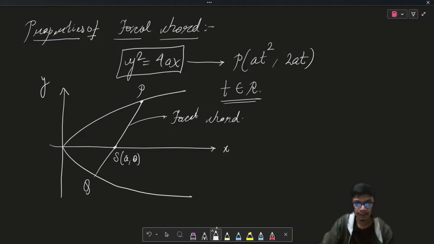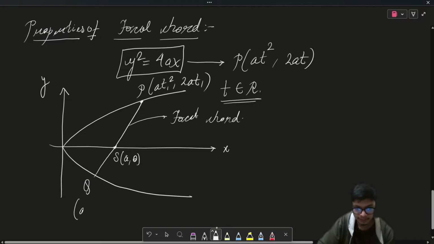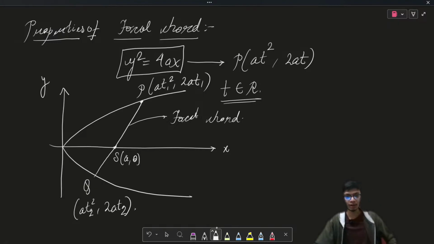Now let us say this point P is given in terms of parameter t1 like this, and this point Q is given in terms of parameter t2. So these are the two extremes of the focal chord. P and Q are the two ends of the focal chord, right? And let us also say that the focal chord makes an angle theta with the positive x-axis, right?